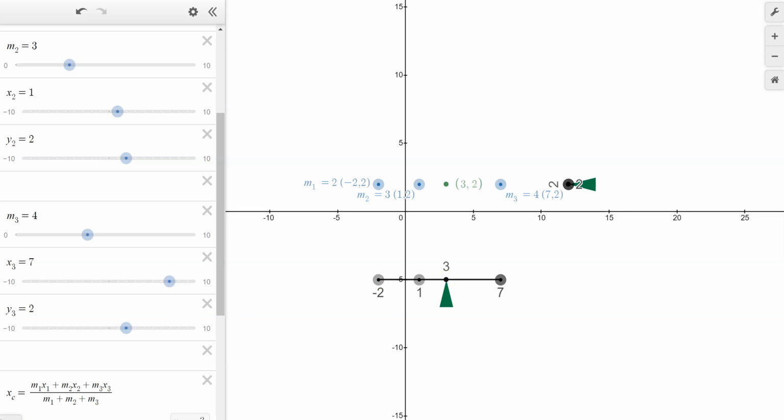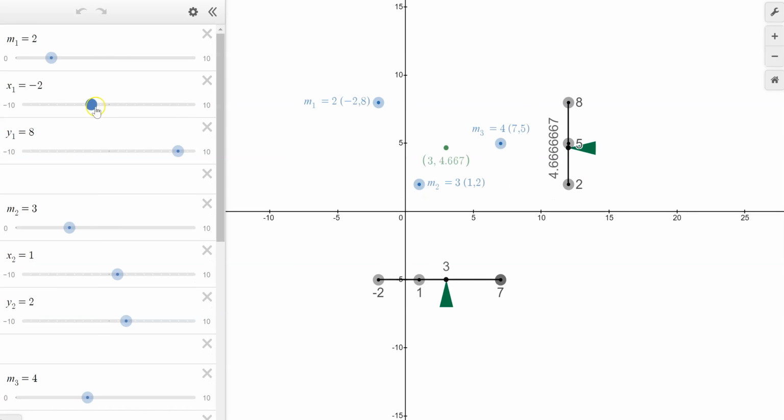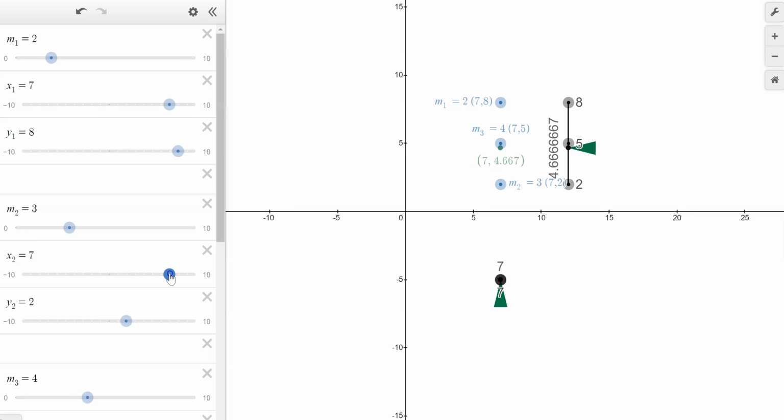And let me reset this. If I move the x's, you can see that the y's don't change. So if I move all my x's to 7, now they're all perfectly lined up here. We can do exactly what we did before, but now for the y-axis that we're focusing on.